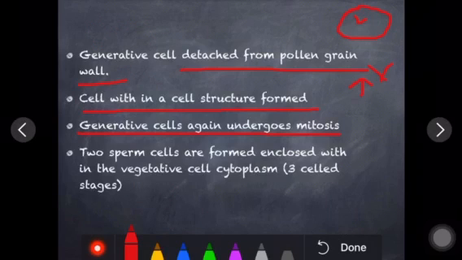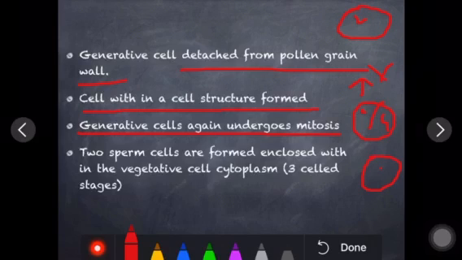So when a particular pollen grain has a vegetative and a generative cell, it means two cells are there. At that time we call it the two cell stage of pollen grain. When the generative cell is merging into the vegetative cell, this is the vegetative cell and inside it only the generative cell is there, so it is a two cell structure.